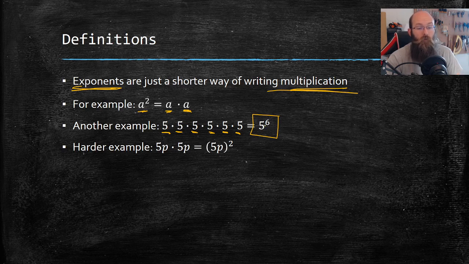Now that gets more helpful when it's bigger things like 5p times 5p. Well, that's all of 5p, so I have to put it in parentheses, squared, because that happens twice. 5p shows up once and then twice. So I have 5p raised to that squared, but don't forget those parentheses. I do absolutely have to have those.